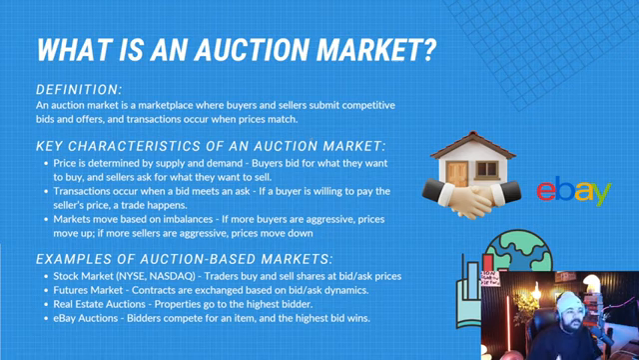So price is determined by supply and demand, where buyers bid for what they want and sellers ask for what they want to sell. This is called the bid and ask. These transactions occur when the bid meets an ask. If a buyer is willing to pay the seller's price, a trade happens.